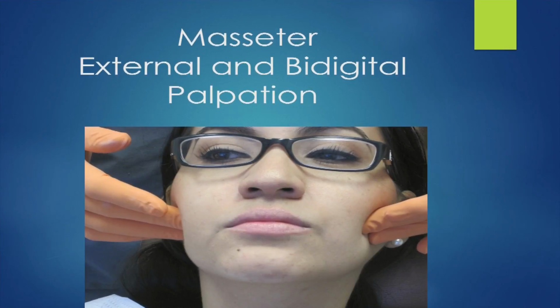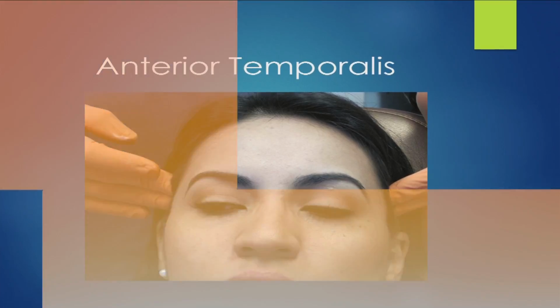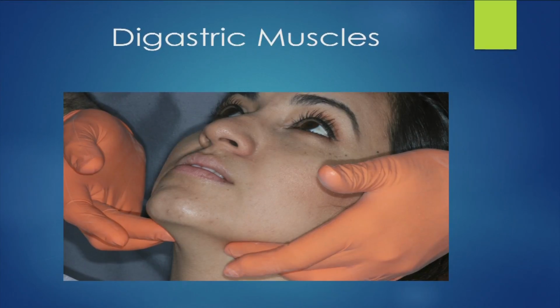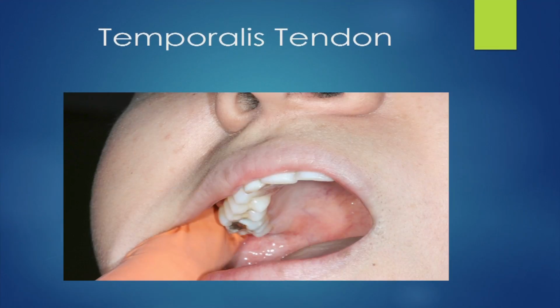The masseter. We do an external and bidigital palpation of the masseter muscle. The anterior temporalis. The digastric muscles, the posterior and anterior digastric muscles. The medial pterygoid. And the temporalis tendon. Note I said the temporalis tendon.